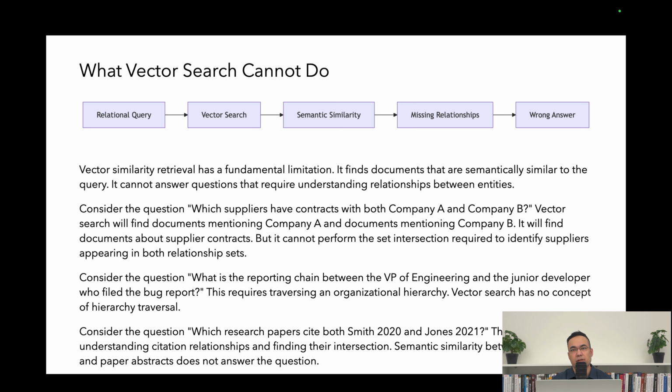Knowledge graphs complement vector search. They don't replace it. Factoid questions about document content still benefit from vector retrieval. Relational questions require graph traversal. Many real-world questions actually require both.